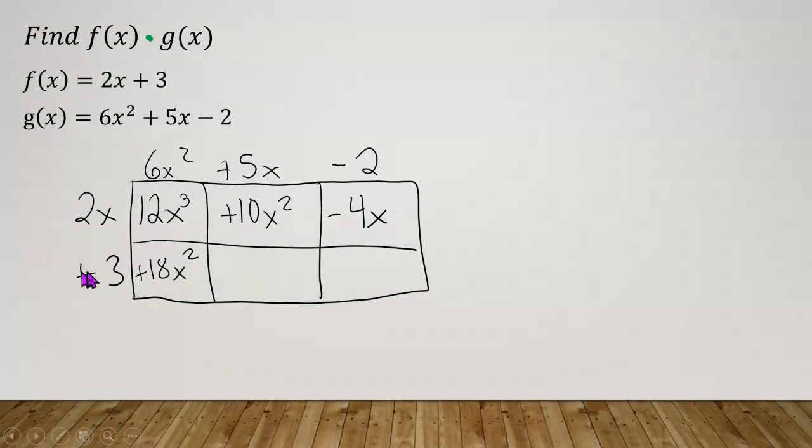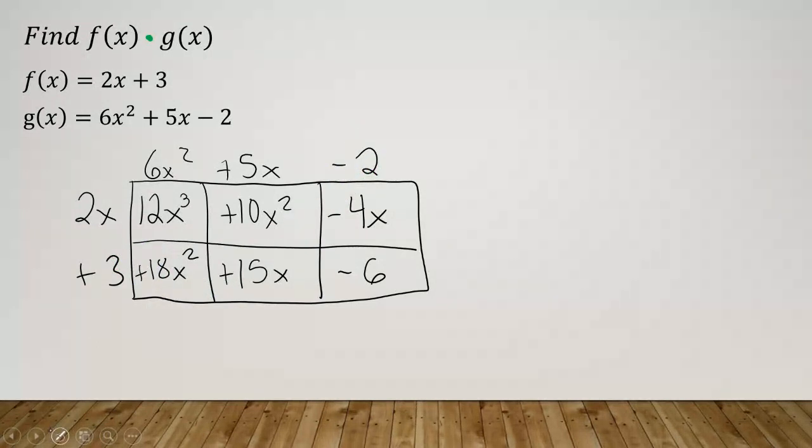So we're going to take the 3 times the 5x. We know that is 15x. And we're going to take the 3 times the negative 2, and that's going to be negative 6. So make sure you're multiplying those numbers. Sometimes when there's a negative there, we make a mistake and want to subtract, so be careful.